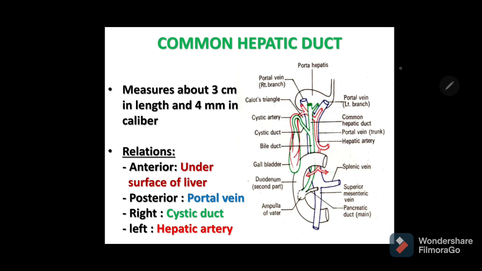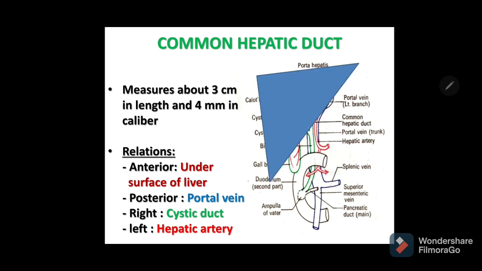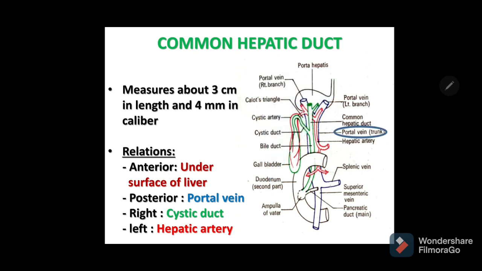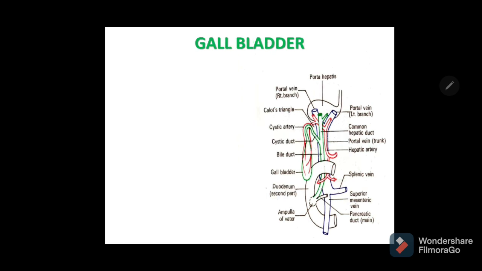So anteriorly it is related to the under surface of the liver, whereas posteriorly it is related to the portal vein that you can see, to the right it is related to the cystic duct, and to the left it is related to the hepatic artery. So these are the relations of the common hepatic duct. You can see anteriorly under surface of liver, and posteriorly portal vein, to the right cystic duct which drains the gallbladder, and to the left hepatic artery.